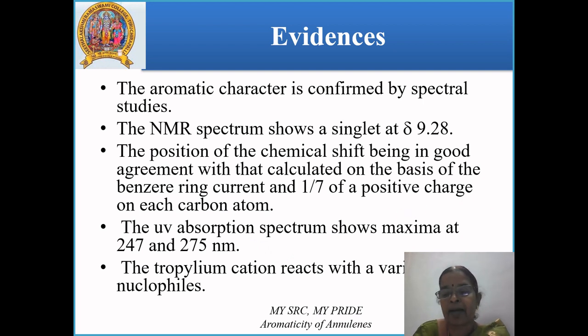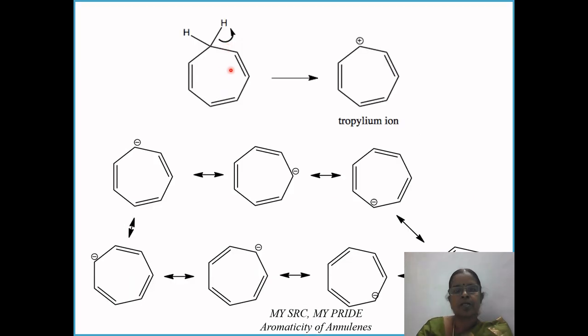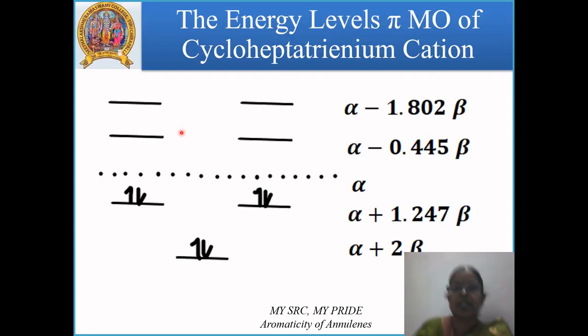The tropylium cation reacts with nucleophiles. So this is cycloheptatriene. Removal of this proton leads to tropylium cation. The tropylium cation can give many resonance structures. The energy levels of the pi MOs of cycloheptatrienium cation or tropylium cation are shown in this molecular orbital diagram. This diagram also shows that tropylium cation is highly stable.